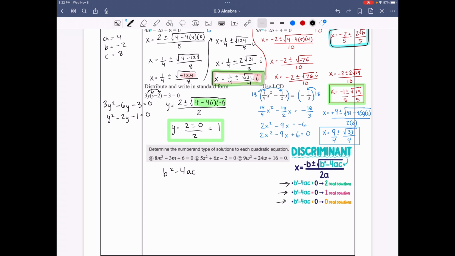If it's 8m squared minus 3m plus 6, our b is negative 3, minus 4, our a is 8, and our c is 6. Negative 3 squared is 9, and 4 times 8 is 32. 32 times 6 is 192. This is going to give us a negative number. It's going to be negative 183. So there would be no real solutions.